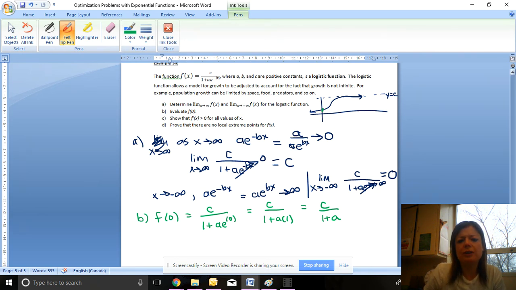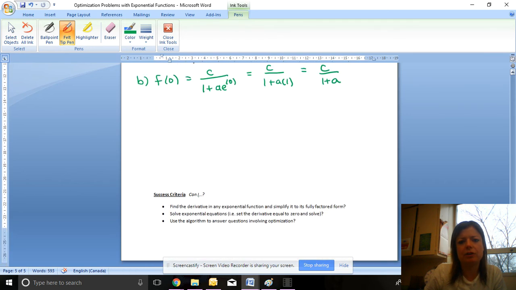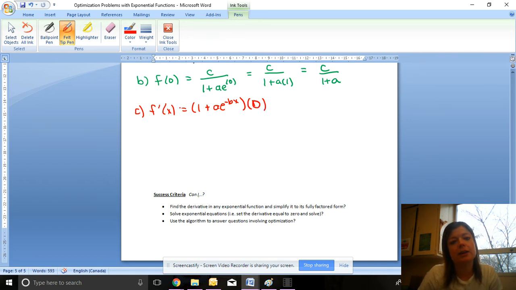Okay, part C: show that the derivative is positive for all values of x, and prove that there are no extreme values. Which you can also say is prove that the derivative will never equal 0. So the derivative of this, we take the bottom, which is 1 plus a e to the negative bx, times the derivative of the top, which is 0, because c is not a variable, it's a constant. So this part will all go away, but I just wanted to show you. And then we take the top times the derivative of the bottom. The 1 doesn't matter, but our e to the negative bx does.